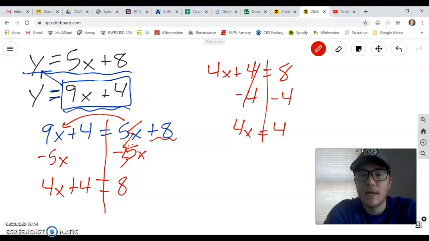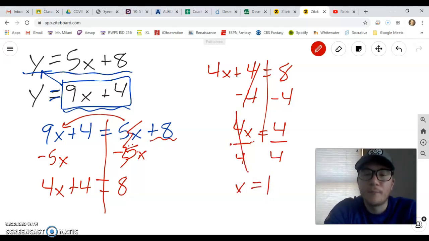Last step, the last thing left to do is get this x alone. We're going to divide by that number that is in front of it. So we're going to divide by 4, and of course, something divided by itself is just going to be 1. So I got x equals 1.